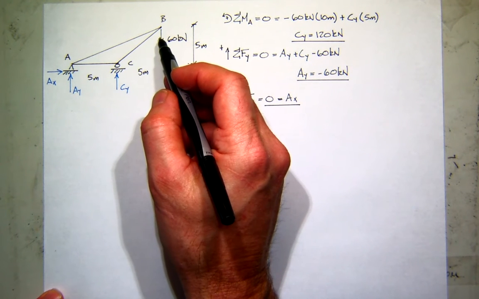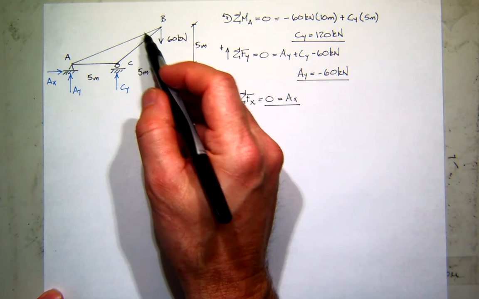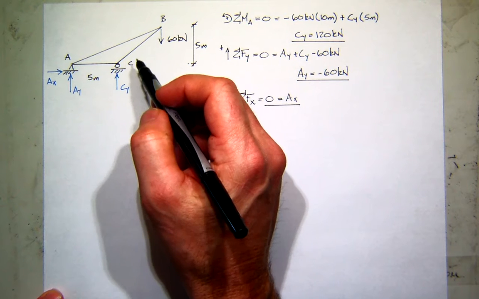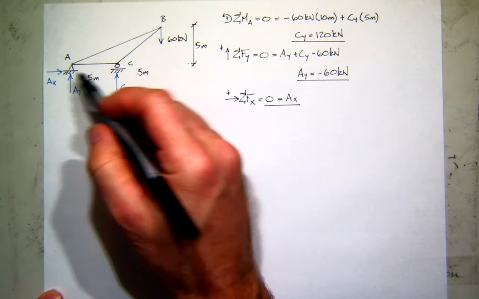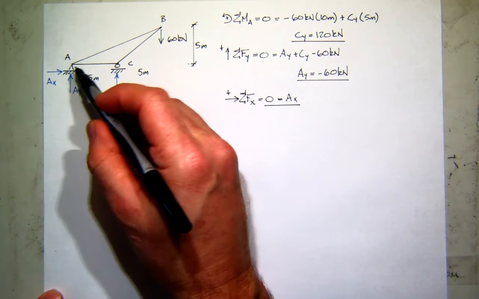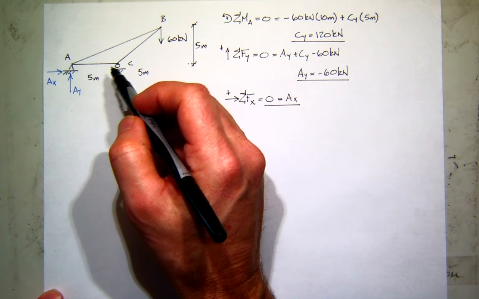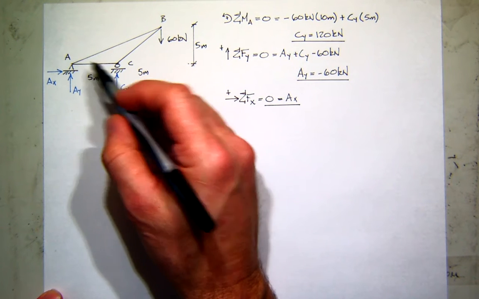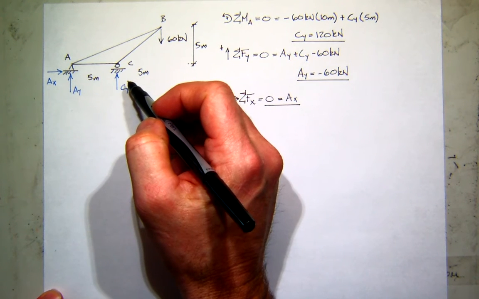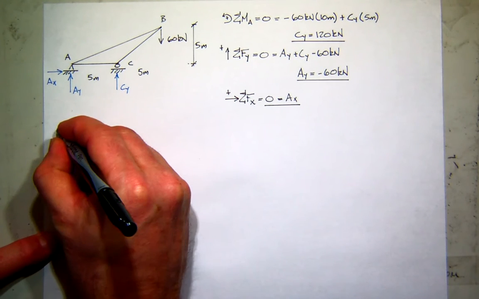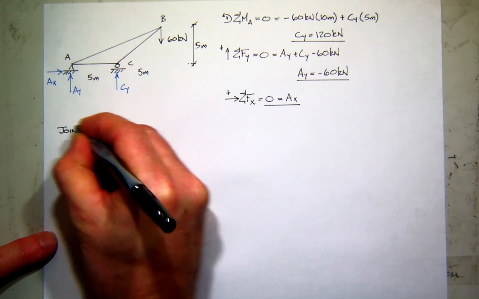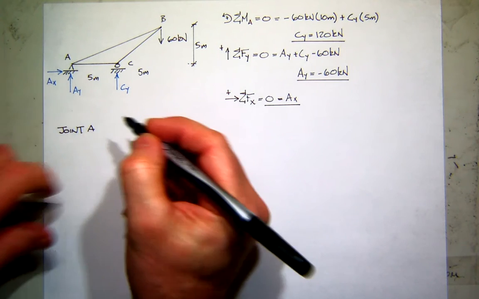B is going to be a little tricky because both elements are not necessarily aligned to the X or Y axis. If you look at A and C, you'll notice that AC is horizontal only. So that's probably going to be an easier place to start, either A or C. And alphabetically, I'm just going to pick A. So I'm going to start at joint A.